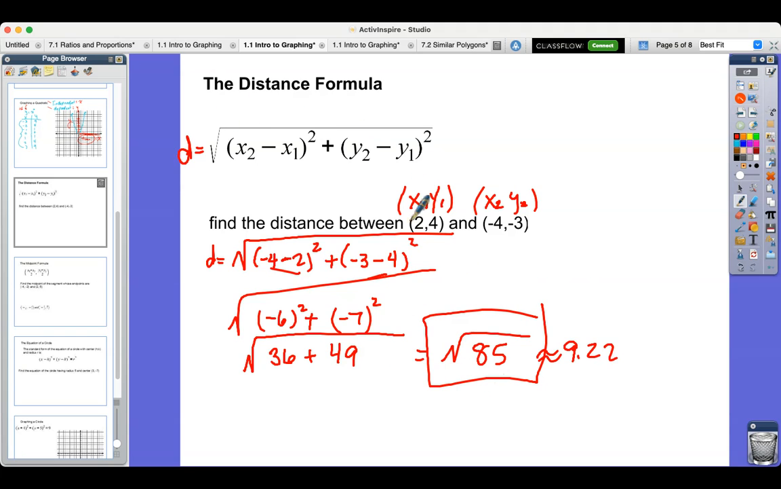Okay, so this is the distance formula. All you've got to do is the first set is your x1, y1, the second set is your x2, y2. Plug it in.